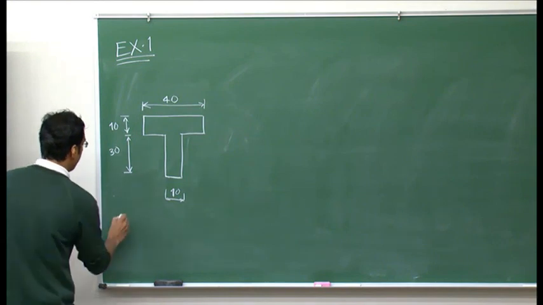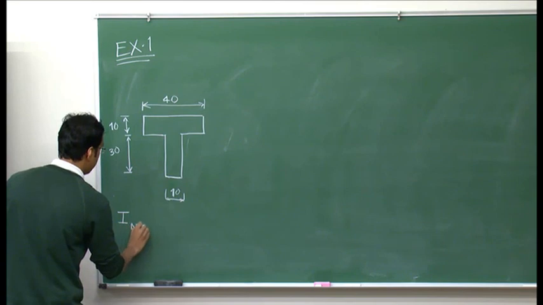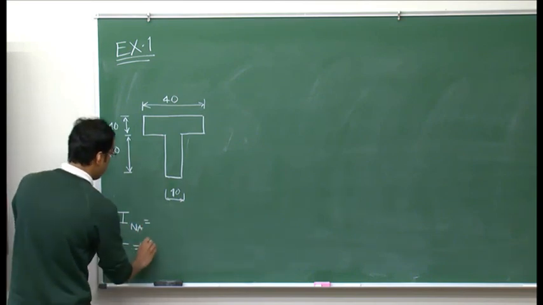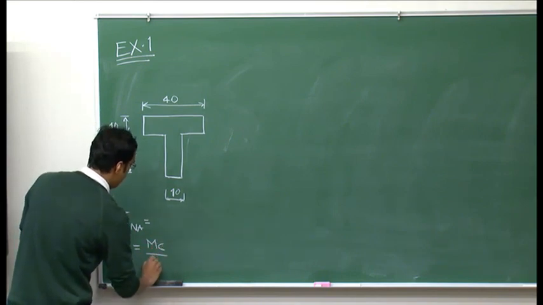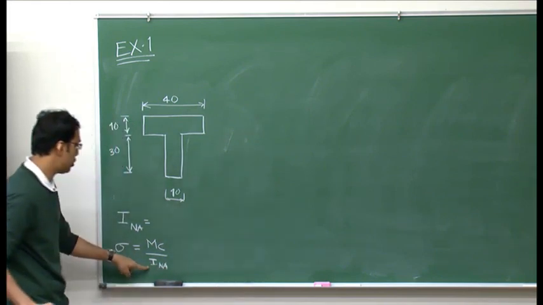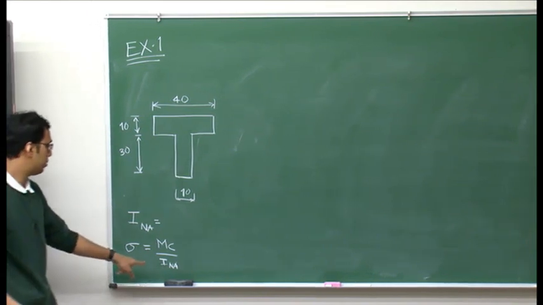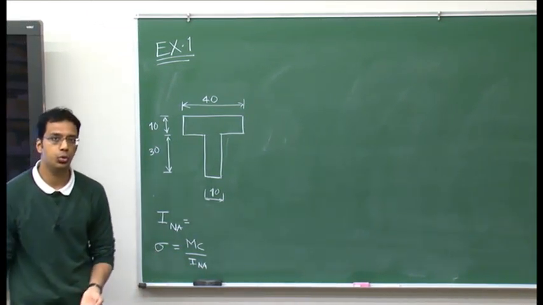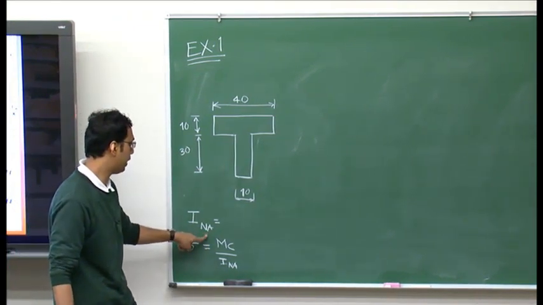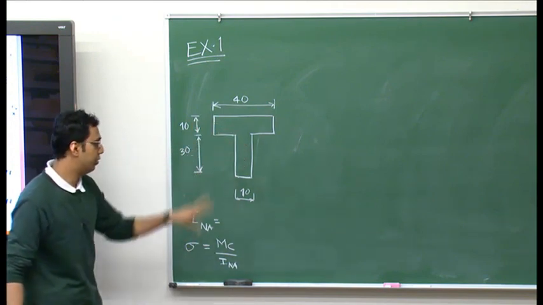So the question is, find moment of inertia of this T cross section about the neutral axis, because we know that bending stress for a beam is given by Mc over I_NA, where I_NA denotes moment of inertia about the neutral axis. Now, in case of beams, we know that the neutral axis always passes through the centroid of the cross section. So in order to find moment of inertia about neutral axis, a very important step is to first locate the centroid of this T section.